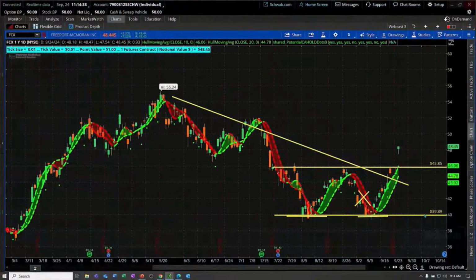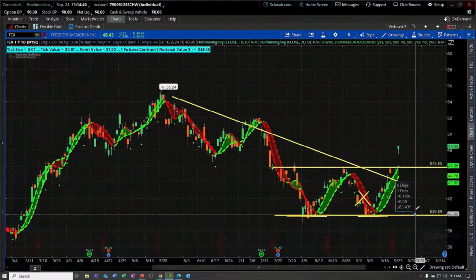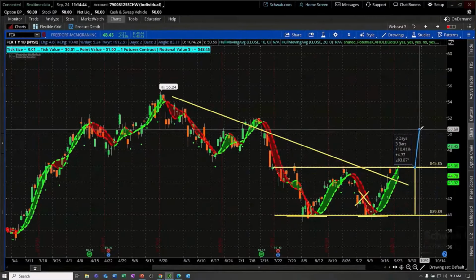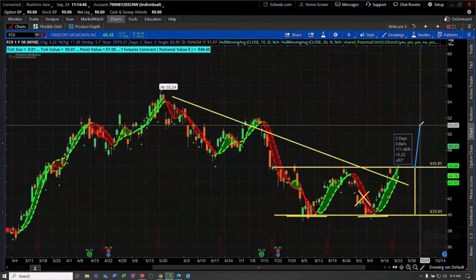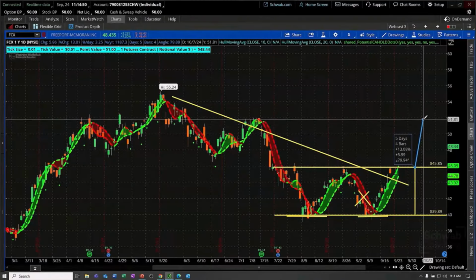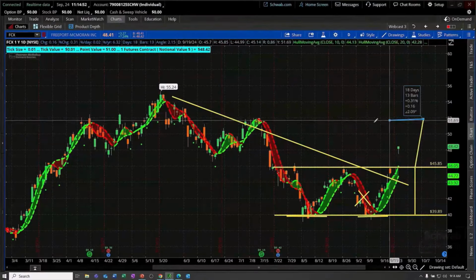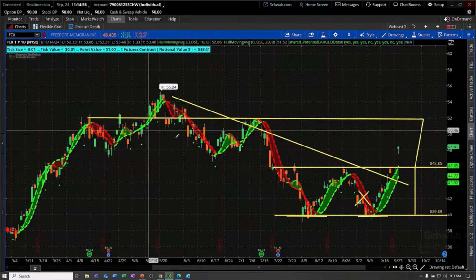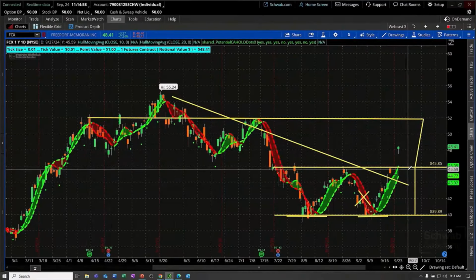Now, what you're going to notice is we had a channel, and we broke out of that channel, and we talked about measuring the width of the channel on top, which is about $6. Add $6, that might try to get us to the top. Well, add $6. Where is it? Right there. And what you're going to notice is that pretty much takes us to the old channel, okay? Now, here's the deal. We're too late.